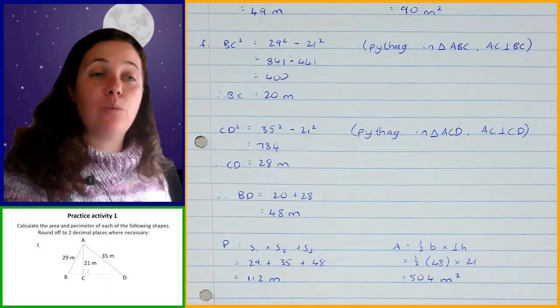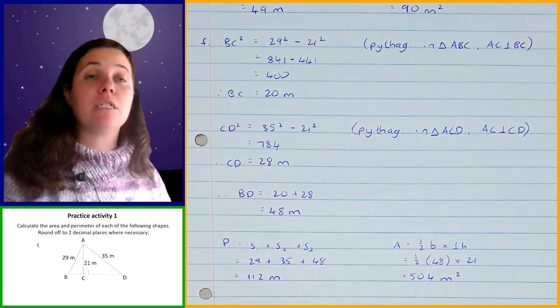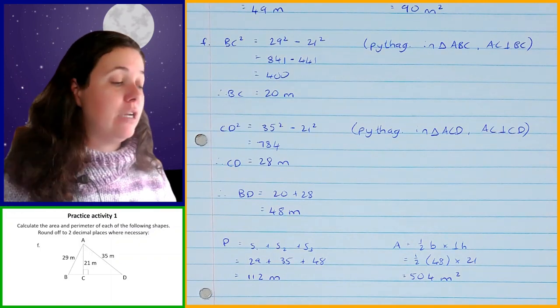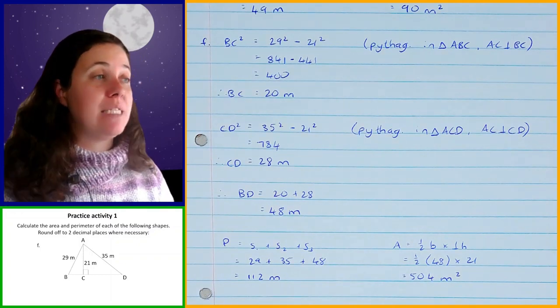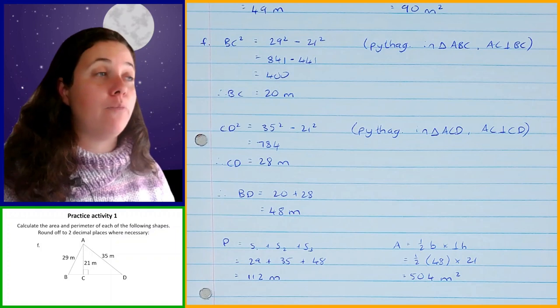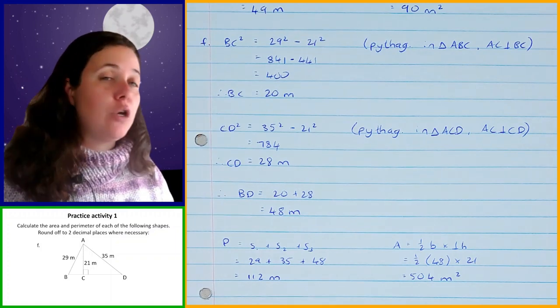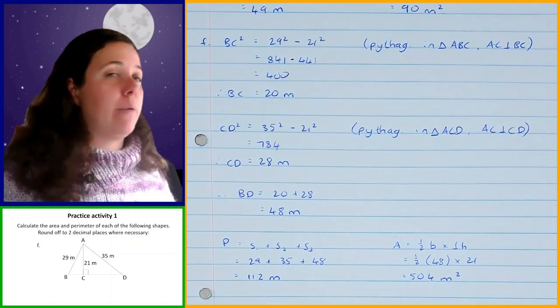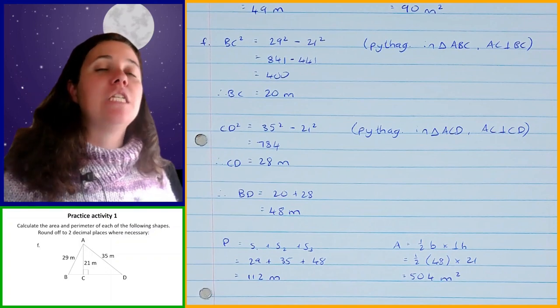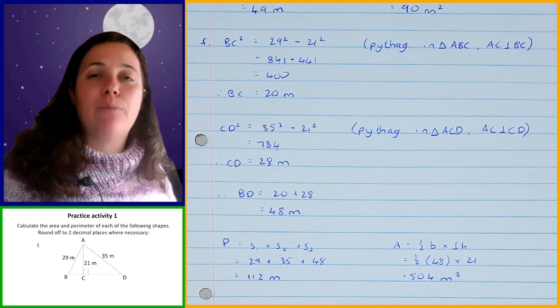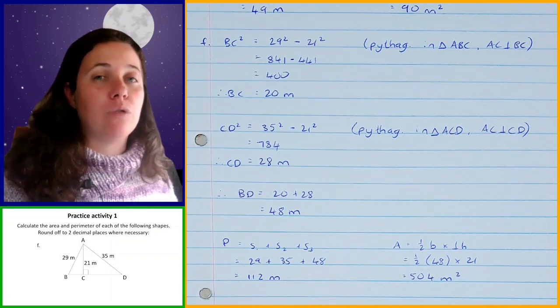So there was quite a lot that went into that. First, you had to work out, using the Pythagorean theorem, the lengths of BC and CD so that you could get the length of BD. And then you had to use that to work out your perimeter and your area. So that is how we work out the area and perimeter of squares, rectangles, and triangles.